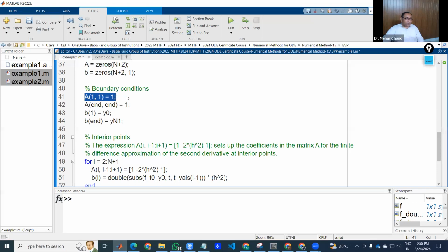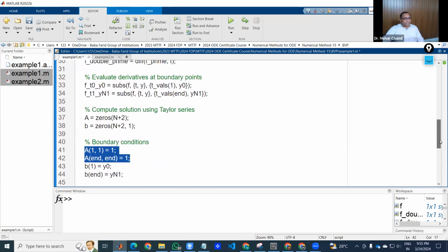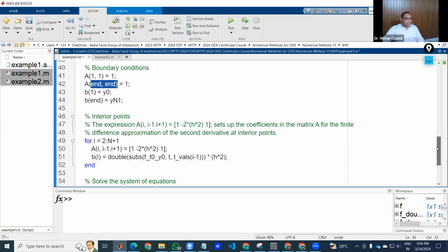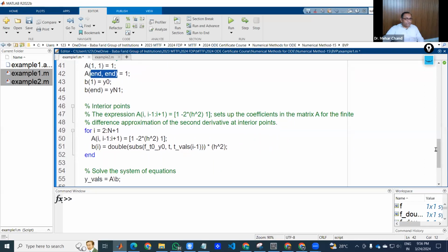You know how you can get these values? When you apply the Taylor series, you will have a system of equations for all the interior points. Okay, so when you calculate the coefficients, A11 and A(n+2)(n+2) will be 1, and after that we need to calculate the interior points.